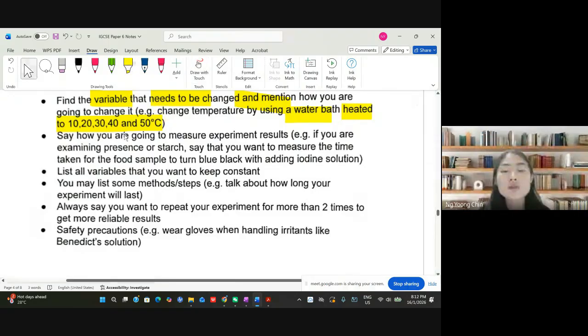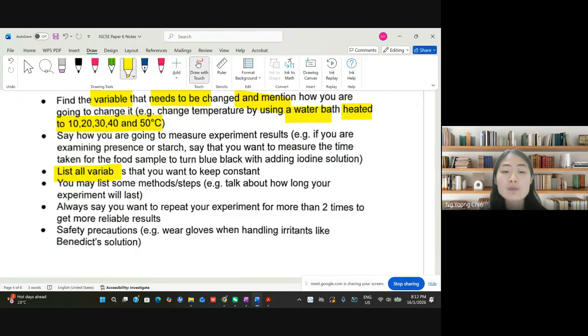Then how are you going to measure the experiment result? If you are checking the presence of starch, you want to measure the time taken for the food sample to turn blue-black after adding the iodine solution. It is just like the food test for starch: you drop the iodine on the food containing starch, and then you check how long it takes for the iodine color to become yellow-brown, not blue-black at all.